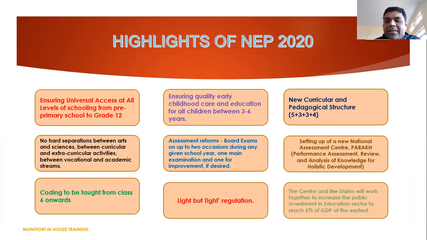Now the center and the states. Earlier the state was one autonomous body, and the center, CBSE, was another autonomous body. Now they are combining to enhance education, and they will also tell businessmen, please come and join hands for education, invest in education. They are planning to give 6% of GDP.